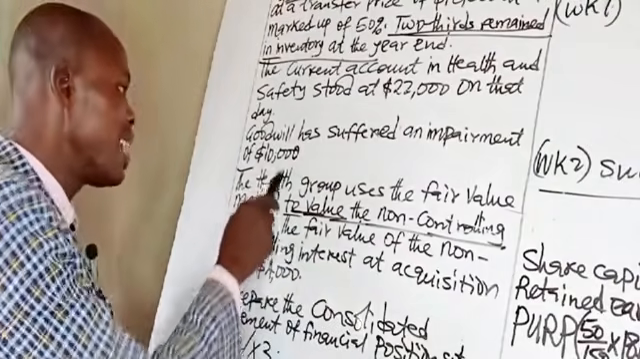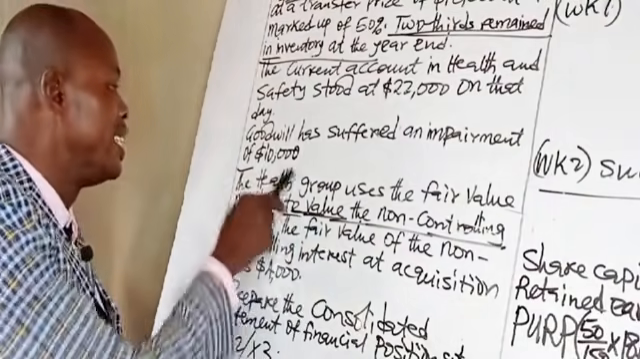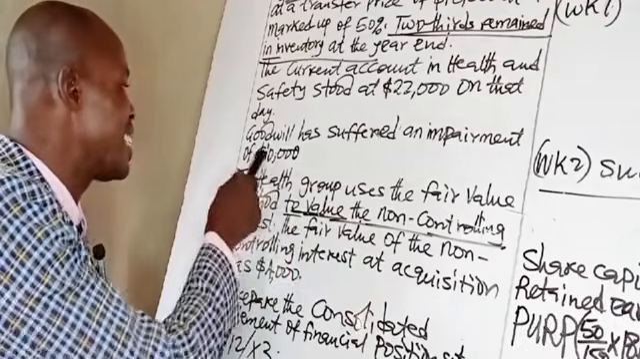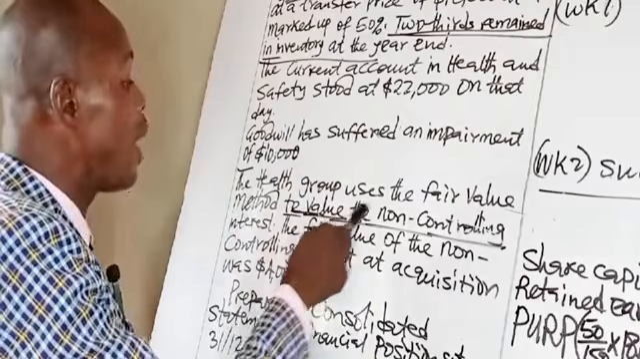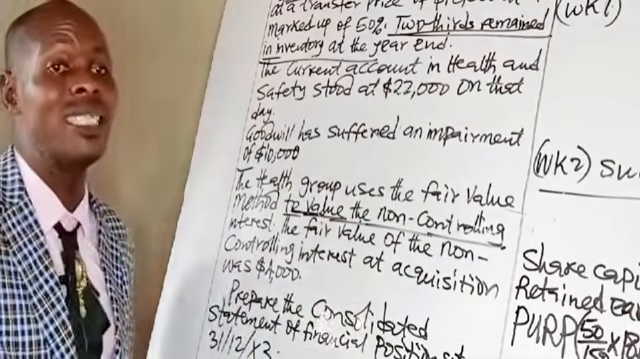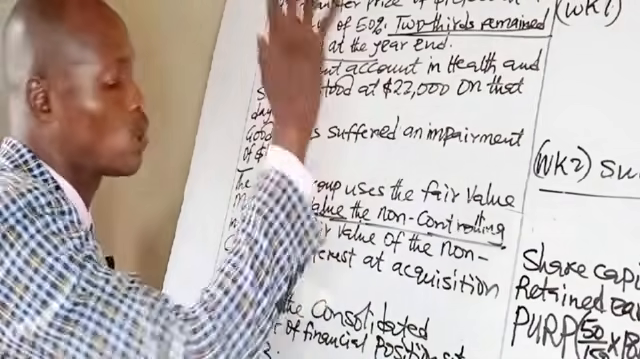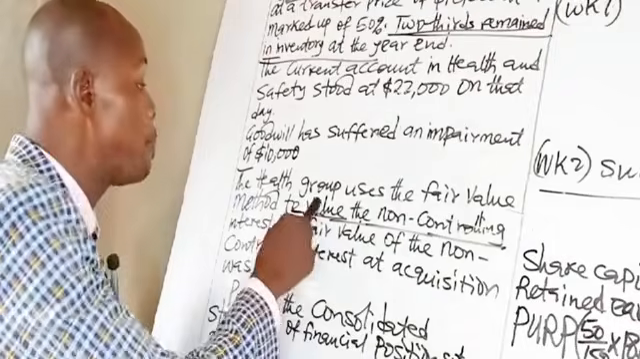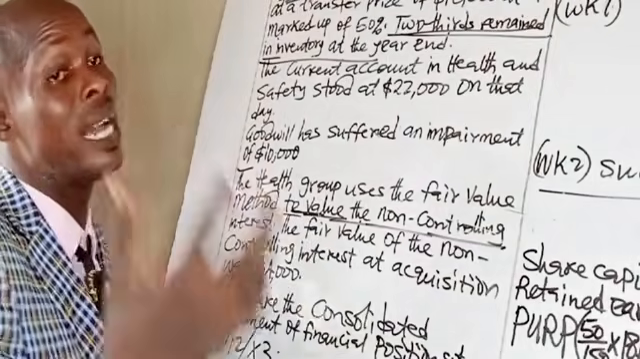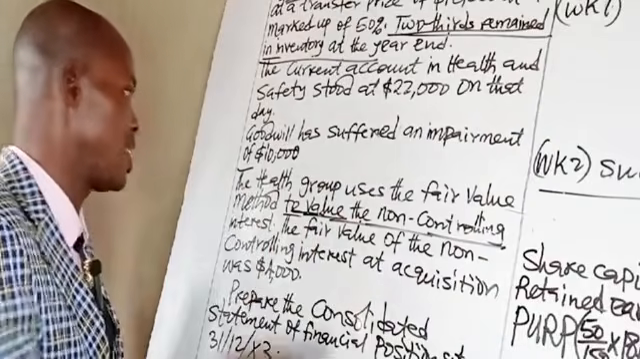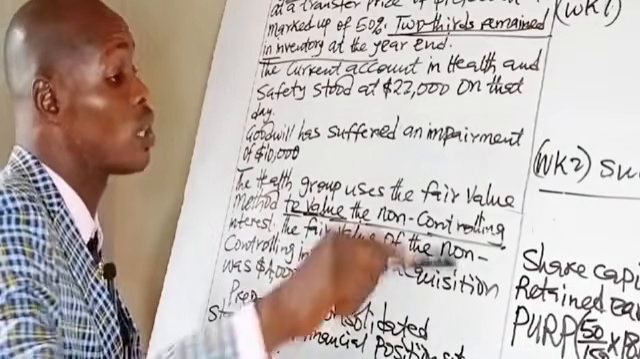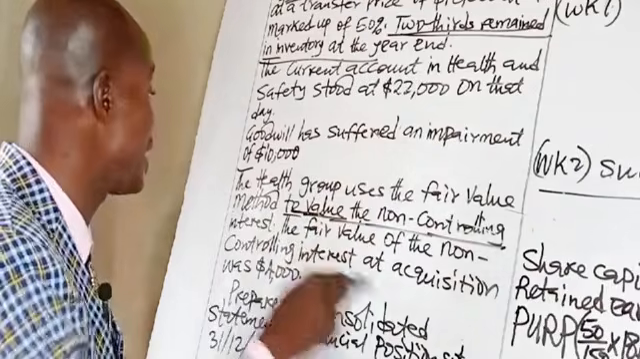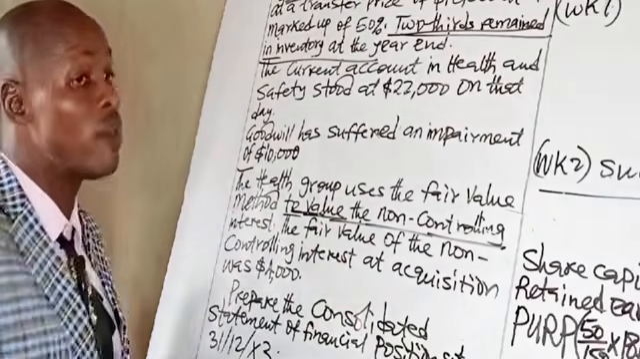The reason why I'm deducting it from the subsidiary net assets is that the goodwill calculated under the fair value method comprises the goodwill to parent and the non-controlling interest. That means the impairment loss should be shared between the parent company and non-controlling interest. If you apply 90% of 10,000, it will give you 9,000. That means 9,000 should be deducted from the retained earnings of the parent. Then 10% of 10,000 will give us 1,000.